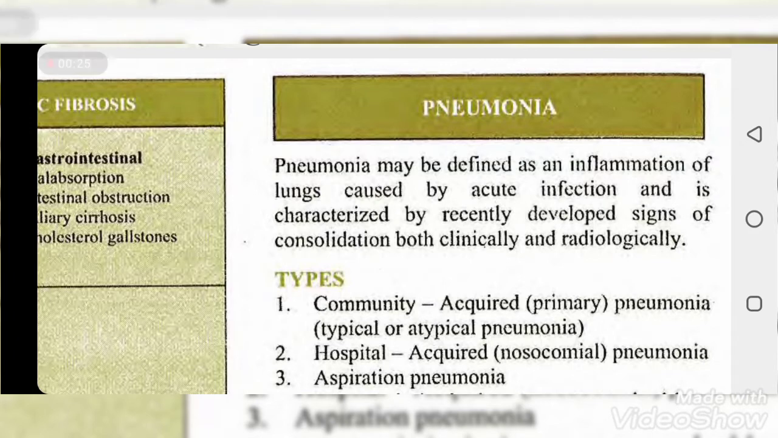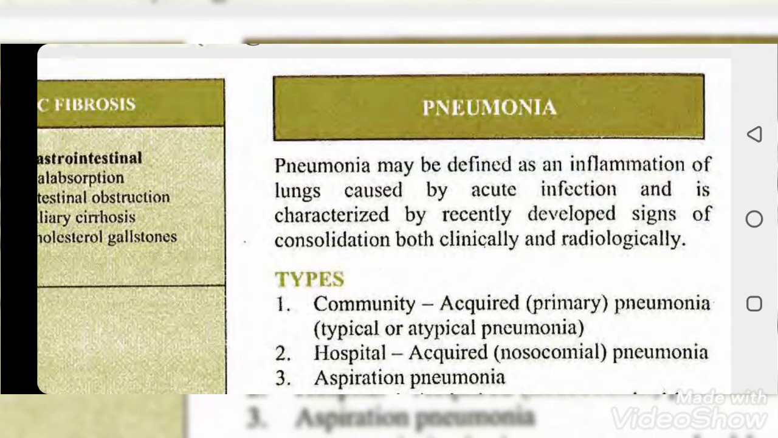So what is pneumonia? Inflammation of the lungs caused by acute infections and characterized by recently developed sign of consolidation, both clinically, meaning the patient's symptoms, and radiologically, and we find the disease by X-ray or others. So pneumonia is inflammation of the lungs caused by acute infection and is characterized by recently developed sign of consolidation both clinically and radiologically. So what are the types of pneumonia?